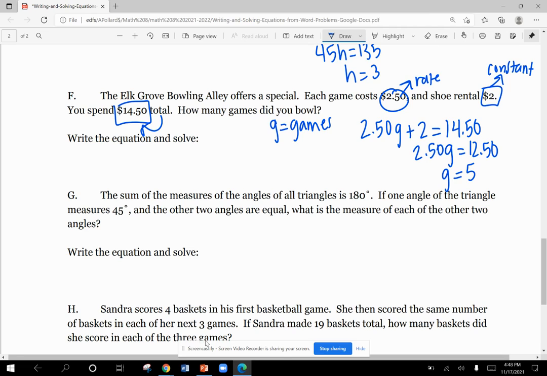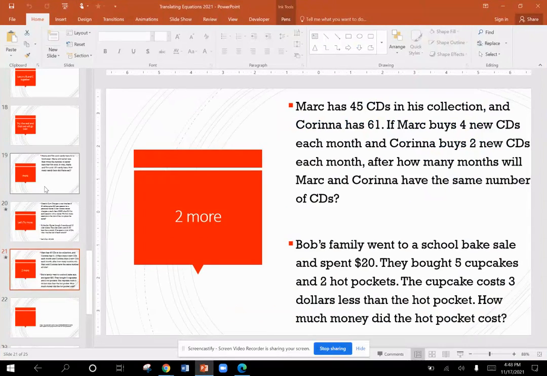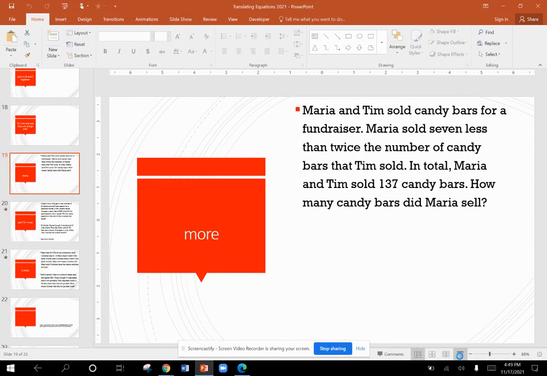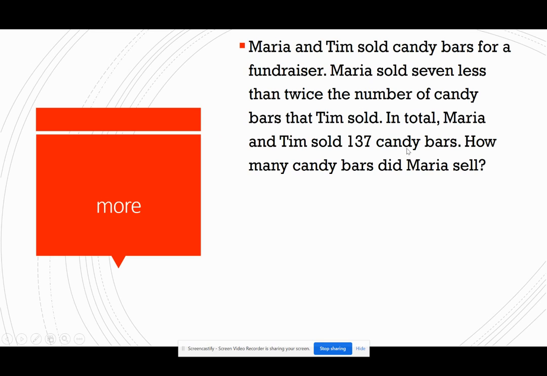So now let's look at some others that might be giving us some problems. So we're going to try stuff like this. Maria and Tim sold candy bars for a fundraiser. Maria sold 7 less than twice the number of candy bars that Tim sold. In total, Maria and Tim sold 137 candy bars. How many candy bars did Maria sell? So we have Maria and Tim. So we are going to write M as the amount Maria sold. Sold. I'm going to write that out.